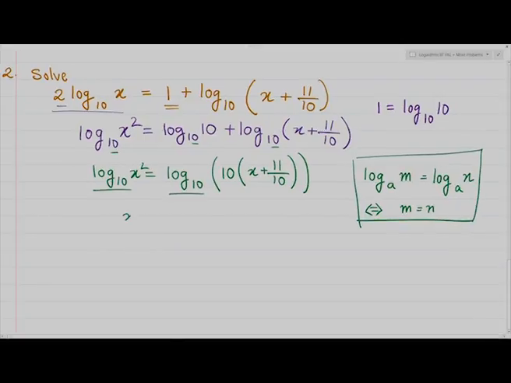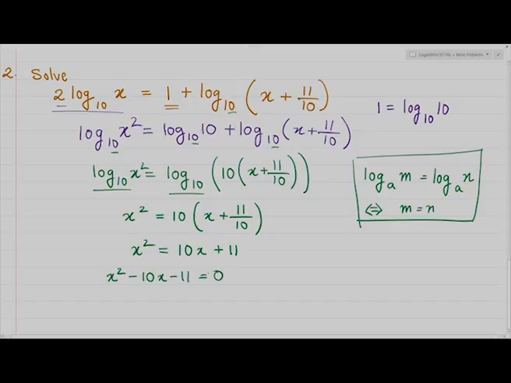Then what will I get? I will get x square is equal to 10 times x plus 11 by 10. Now, this 10 will help. Had it not been log to the base 10, then we could have landed up in problems. So, now because of this 10, what I have is 10x plus 11 and this is x square. So, now it is a simple quadratic equation, x square minus 10x minus 11 is equal to 0.